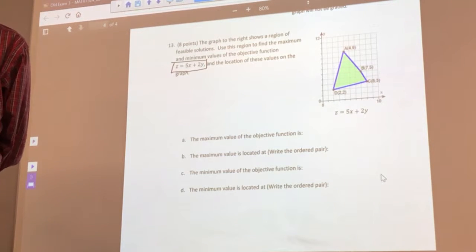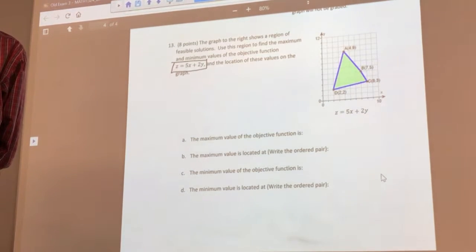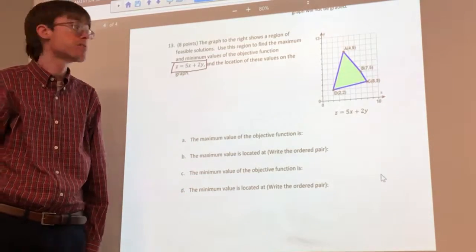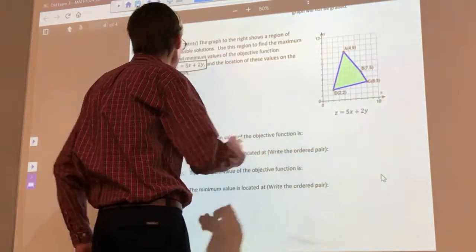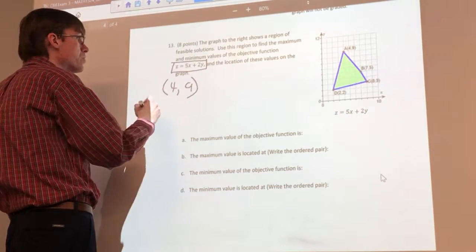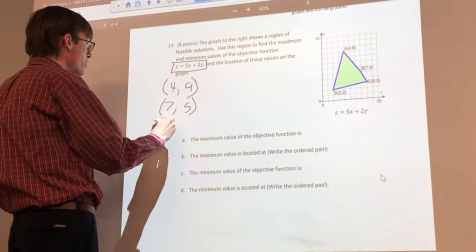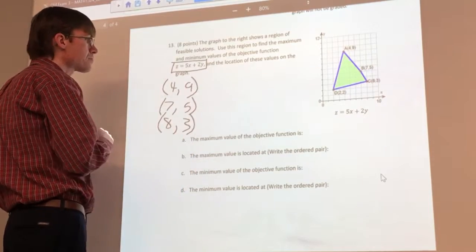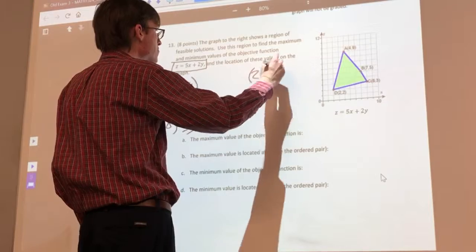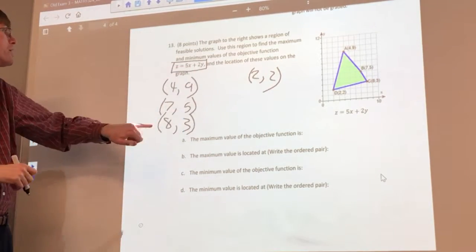That's the catch we have to remember, and that may seem like a super easy thing, but that's something we need to remember. Our answers are going to be at one of the corners. There are only 4 corners in this thing. Those were 4, 9, 7, 5, 8, 3. I don't know, do I have enough room? 2, 2. And so we're just going to plug in these numbers for x and y.